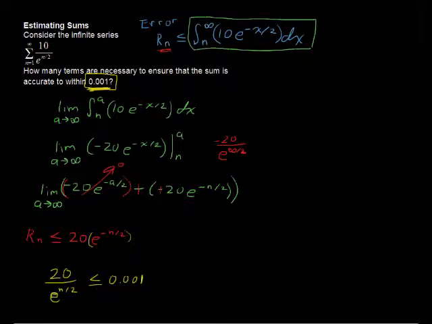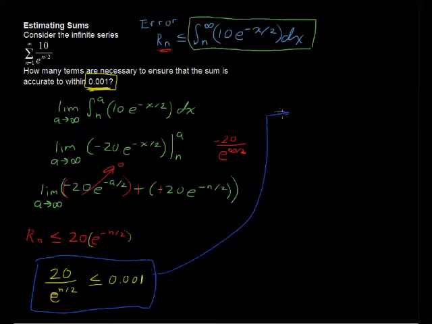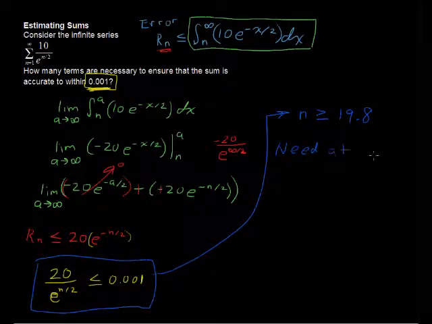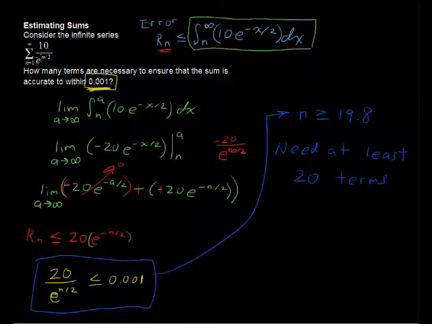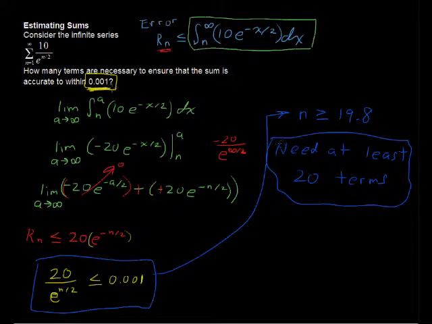This part is just some algebra, so I'm going to cut to the chase and tell you that n is greater than or equal to 19.8. That means we have to round up, so we need at least 20 terms. Darn, that's a lot, but that's okay because it is hypothetical. I don't think we're adding this up right now, but we need at least 20 terms so that our estimate is accurate to within 0.001.